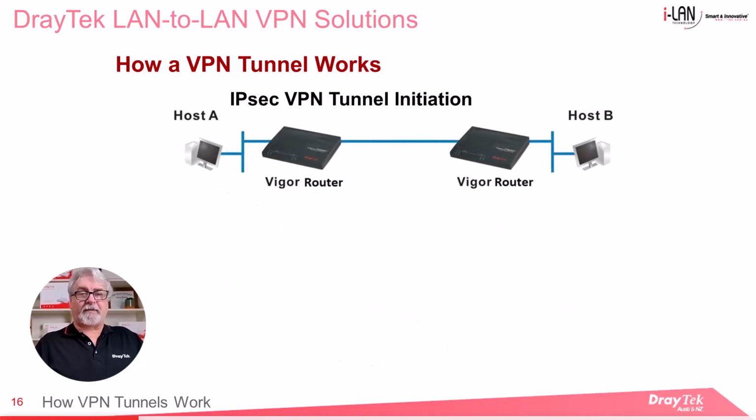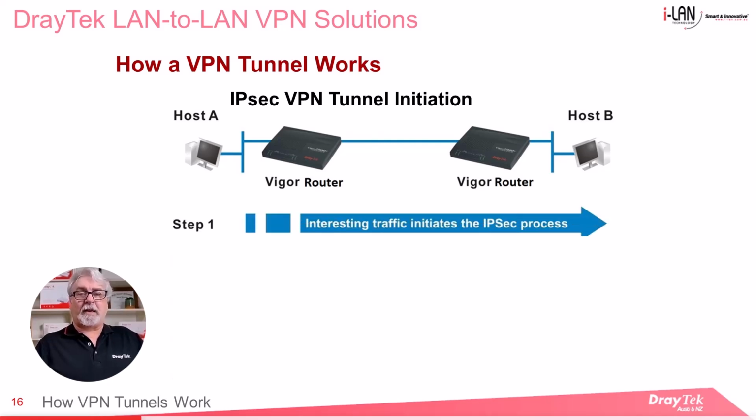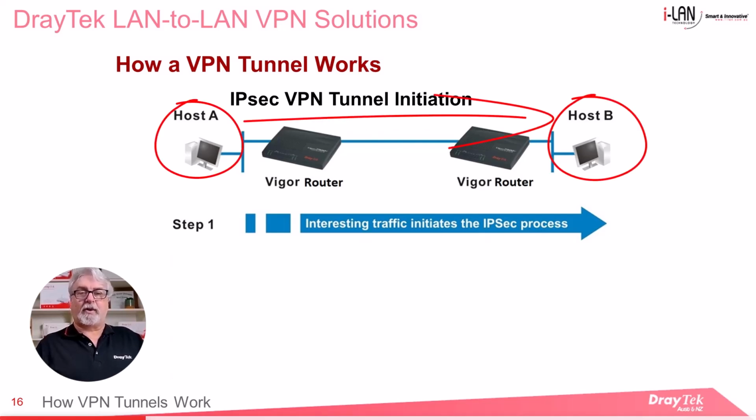This diagram shows the different stages in setting up an IPsec VPN tunnel. Understanding the different stages involved will help to troubleshoot IPsec VPN issues. Step 1, interesting traffic initiates the IPsec process. Interesting traffic is just the term for traffic that is to be encrypted over the VPN connection. So effectively what we're saying here is that host A has something it wants to send to host B in a secure way, so it initiates the VPN.